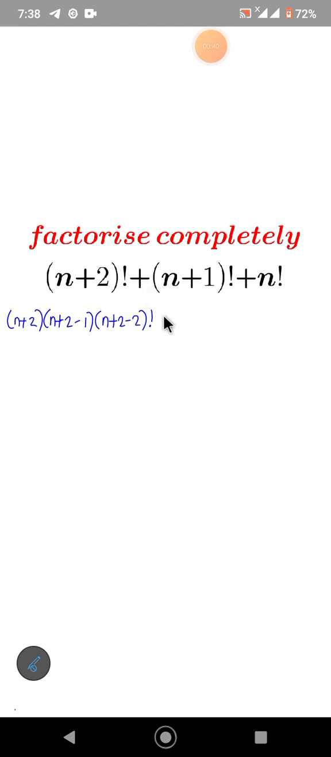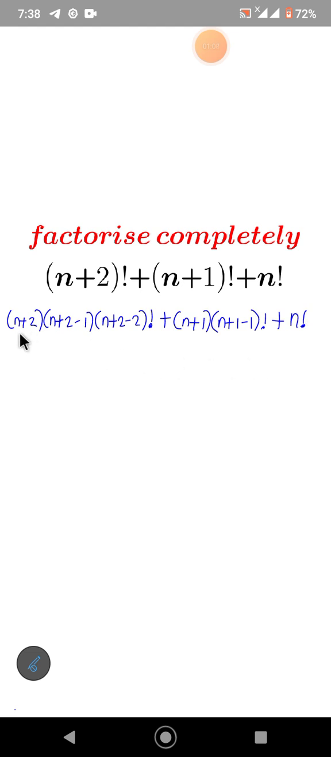Then again, I'll put my plus sign, then I'll write this again, n plus 1. The next term will become n plus 1 minus 1, then close bracket, factorial. So I reduce this one with only 1. Then plus this n factorial sign here.